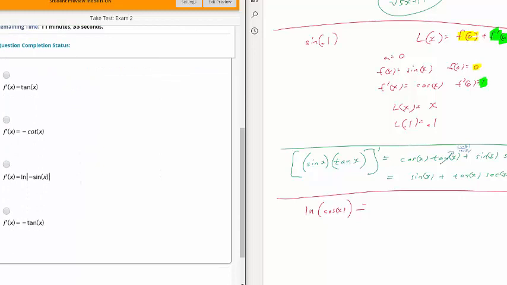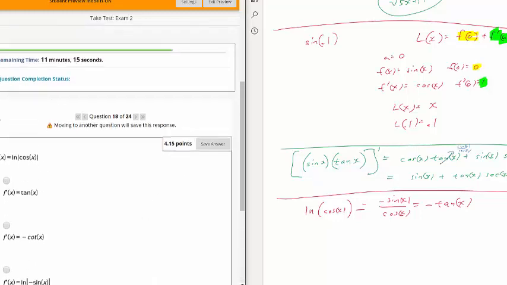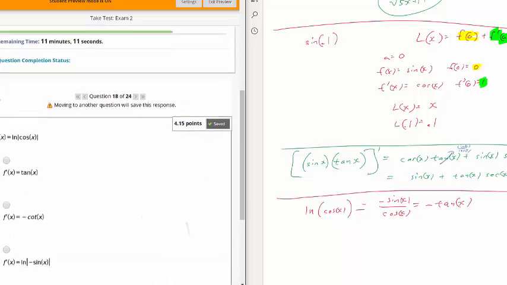All right, so we put the inside guy in the bottom, take the derivative of cosine, that's negative sine of x, that becomes negative tan x. So here we are, there's our answer there. Where can I submit that? There we go. Was it saved? Not yet. Okay. So moving forward.